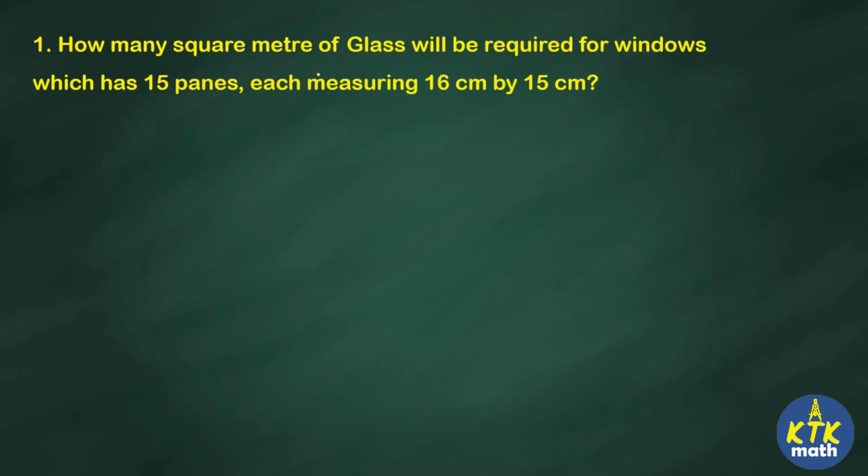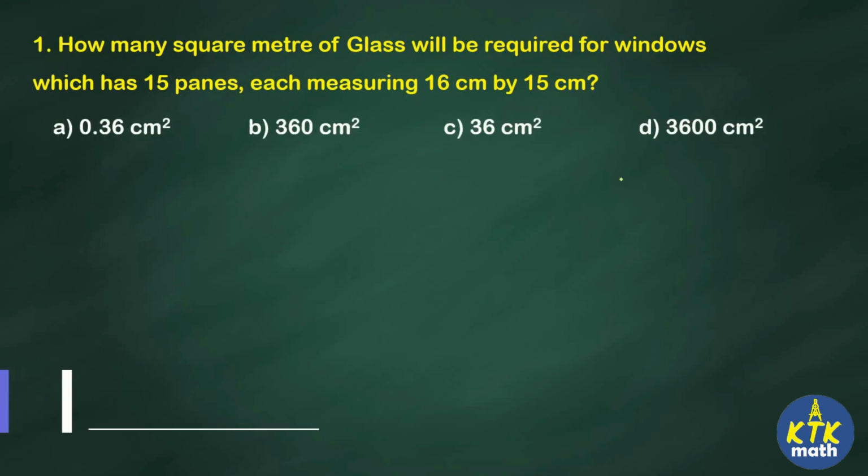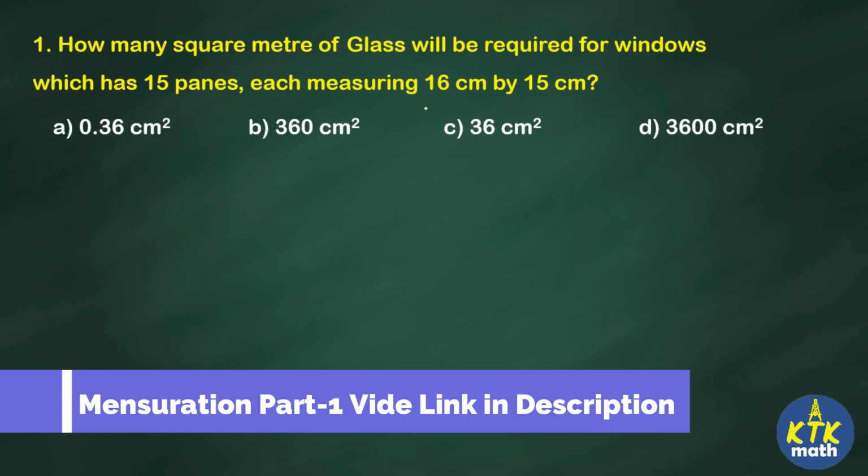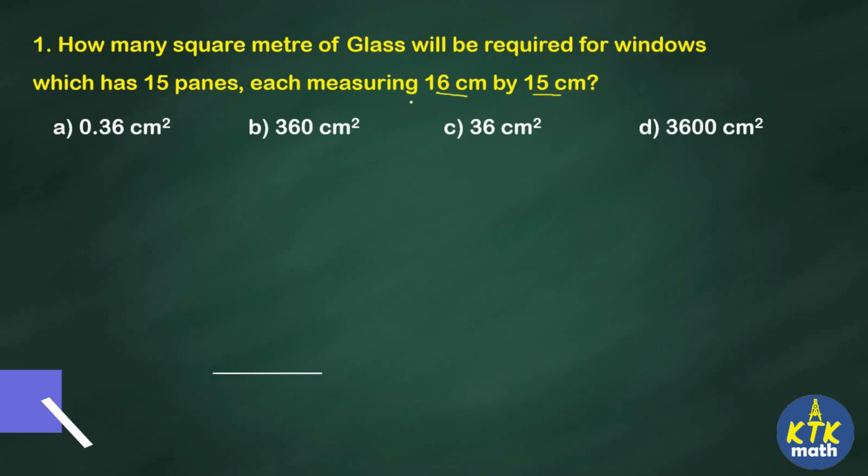How many square meters of glass will be required for windows which has 15 panes, each measuring 16 by 15 centimeter? Your options are given there. So you have a big window which measures 16 centimeter and 15 centimeter. So it shows that the window is in the shape of a rectangle. So 16 centimeter can be its length and breadth is 15. How many blocks are there? 15. So we need to find how many glasses are needed.